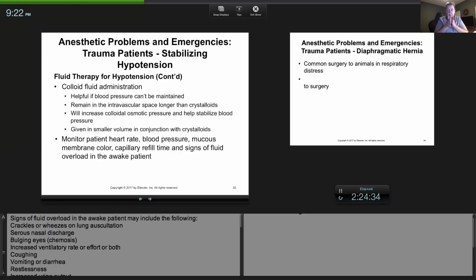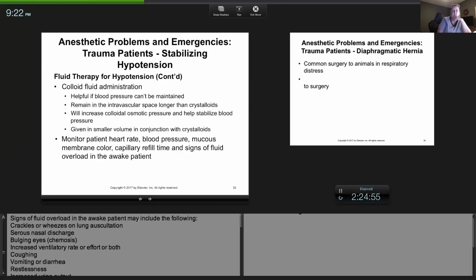When you can boost vascular volume, you put more pressure in a vessel. So it's going to increase osmotic pressure. Osmosis is when fluid is drawn to it. So by putting a bigger molecule in the vessel, you draw fluid and you keep it in.